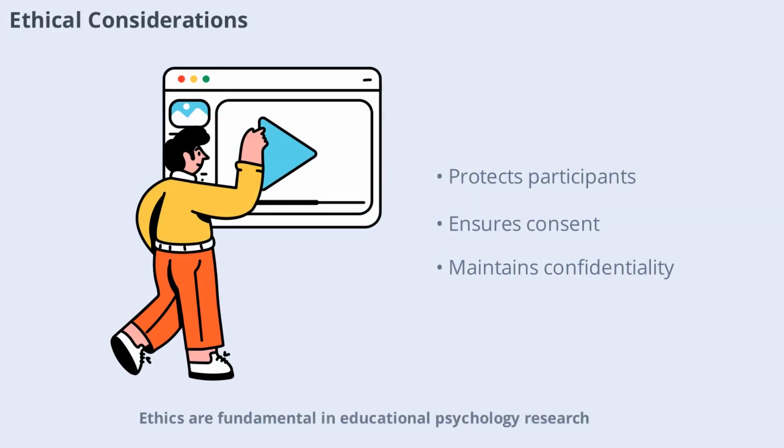Ethics are fundamental in educational psychology research. Researchers must protect participants' rights, ensure informed consent, and maintain confidentiality. Special care is needed when working with children or vulnerable populations. Ethical guidelines also require researchers to avoid harm, report findings honestly, and respect cultural differences. By adhering to ethical standards, researchers build trust and ensure the integrity of their work.